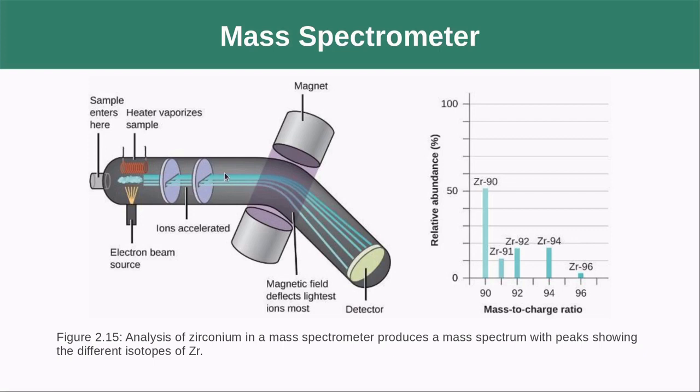So if this has a pretty high mass, then it's not going to deflect very much and it's going to strike right around here. If it has a low mass, then it's going to be deflected quite a bit and it's going to strike more down here. And we can figure out the isotopic abundance if we put in a pure element in here.